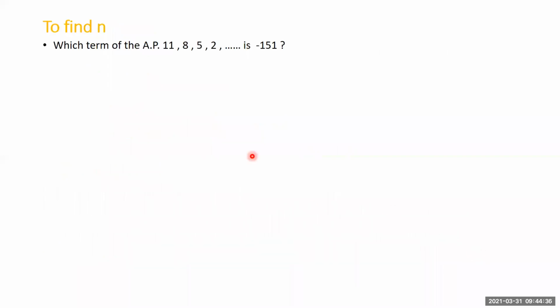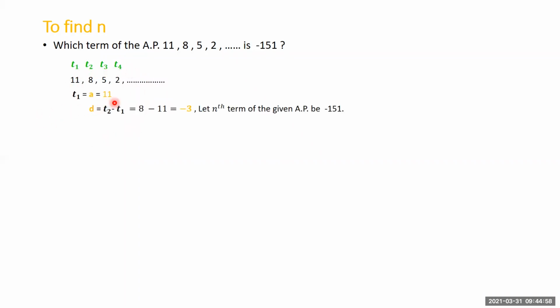Then to find N. This is also a very important question. To find N, they will ask which term. Which term, what is that? N. You are supposed to find the value of N. Okay. So the AP is given here: 11, 8, 5, 2, and you mark it as first term, second term, third term, and fourth term. The A value is 11. The D value, you know how to find it, T2 minus T1, 8 minus 11, so you will get minus 3. And the nth term, minus 151, is given in the question itself. Therefore Tn is minus 151.